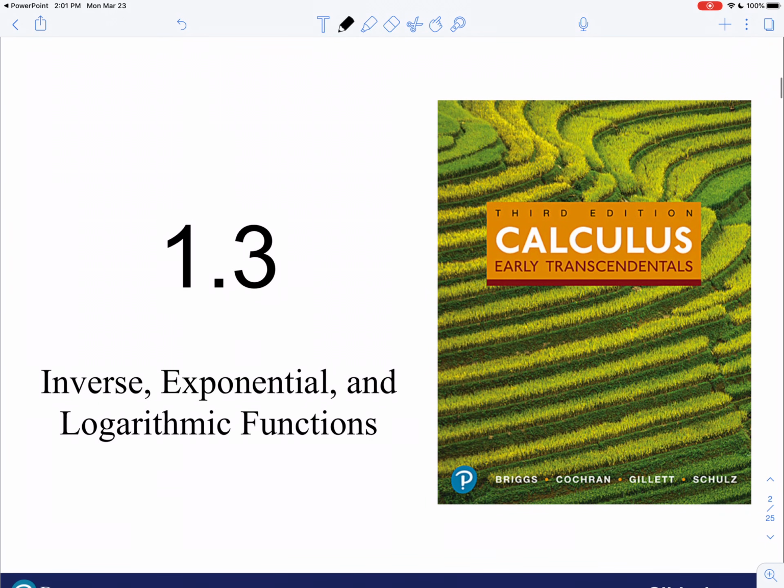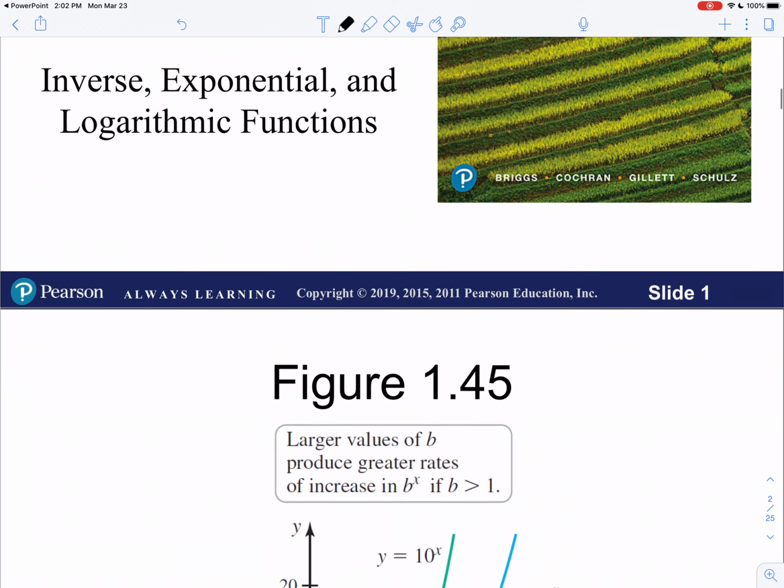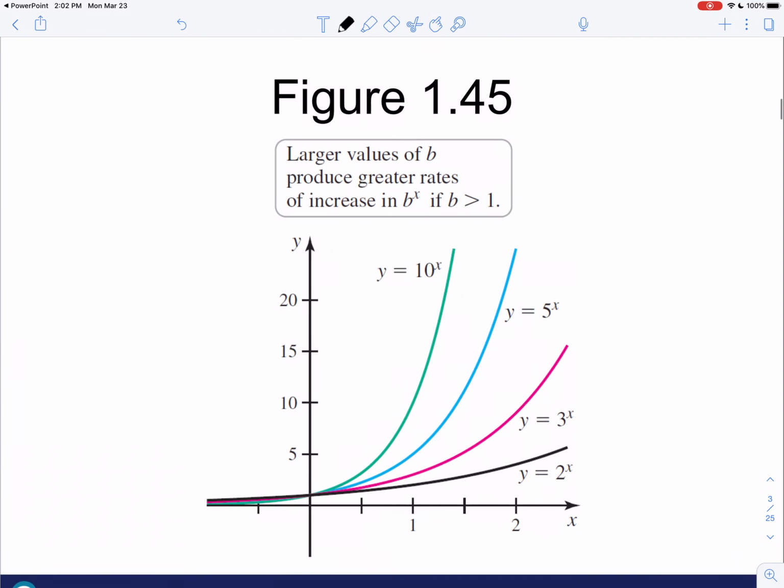Continuing with chapter one, we have section 1.3. This should be a review from college algebra. We have inverse, exponential, and log functions. We have the exponential function, right? Exponential is where our variable is in the exponent.